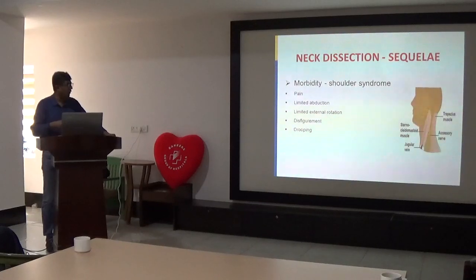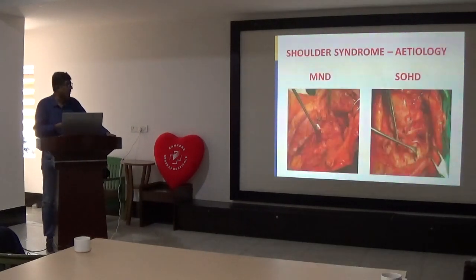Now why did all this selective neck dissection and modified neck dissection come about? Because the major problem with radical neck dissection is the morbidity, which is the shoulder syndrome. There is pain in the upper arm on the side which you have operated, limited abduction, limited external rotation, disfigurement and drooping. The shoulder comes down and there is a droop. When there is a radical neck dissection or you have not preserved the structures, this happens. Because of this, all these modifications came up.